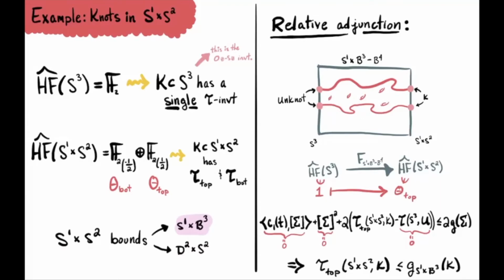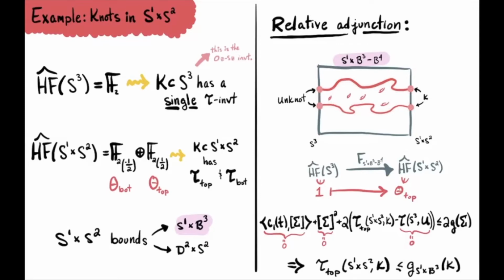So here's my picture. If I remove a ball from S1 cross B3, then I get this cobordism from S3 to S1 cross S2. And let's go ahead and fix our knot on one end to be the unknot. Then asking about the genus of this surface is essentially equivalent to asking the question, what is the minimal genus surface embedded in S1 cross B3 that has boundary K? And we can go between the two by saying, okay, take this surface, cap off the unknot with a disk, and then we get the surface that has a single boundary component K.